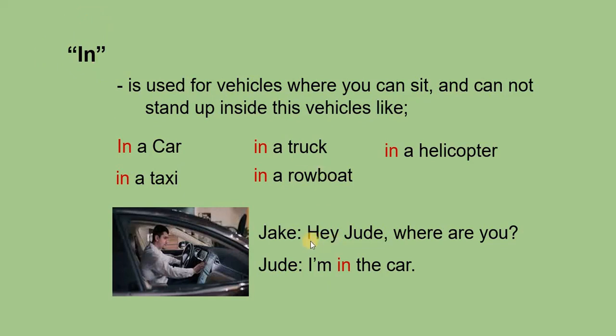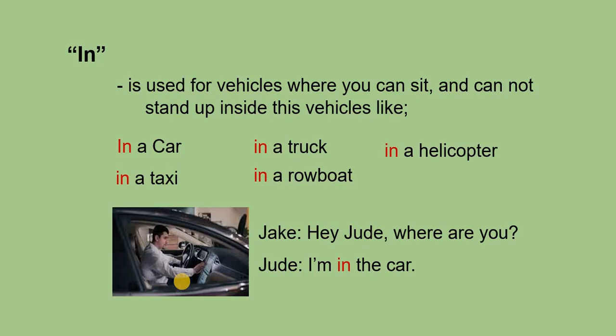For example, here, Jake and Jude. Hey Jude, where are you? Oh, I'm in the car. So, I'm talking about being in a car. And I am using the preposition in because I am sitting in a car. I cannot stand up in a car. You cannot stand in a car. Well, probably a kid can stand, but that doesn't make sense.